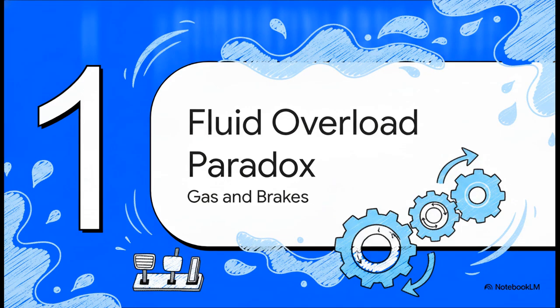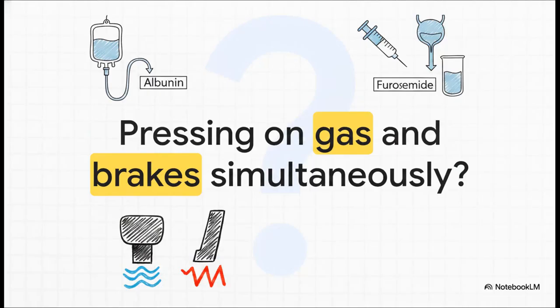Section 1. The fluid overload paradox, gas and brakes. So to kick things off, let's tackle this apparent clinical contradiction you're inevitably going to face at the bedside. Picture this. You're looking at a patient's chart, and you see an order to give albumin, which is a volume expander, followed immediately by furosemide, or Lasix, a really potent diuretic. It feels totally backwards, right? I mean, it literally feels like you're pressing on the gas pedal and the brakes at the exact same time. Why on earth would we give fluids to a patient we are actively trying to diurese?